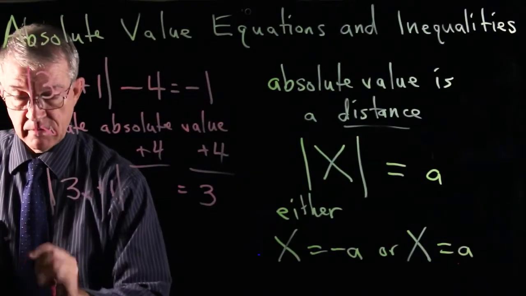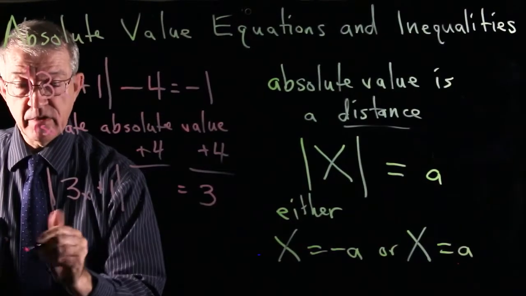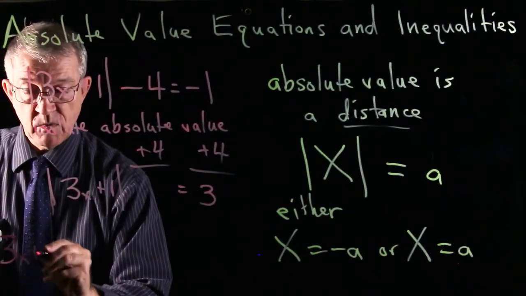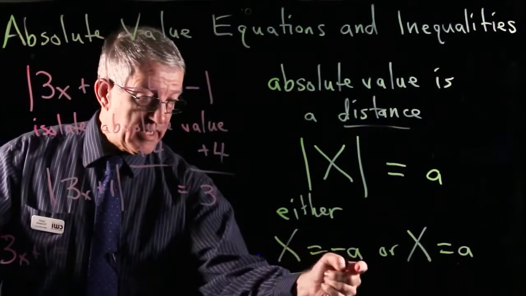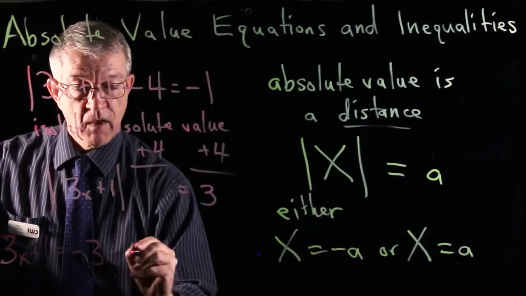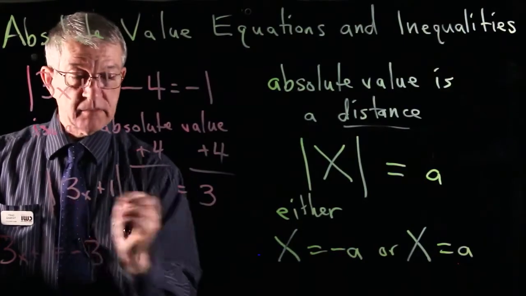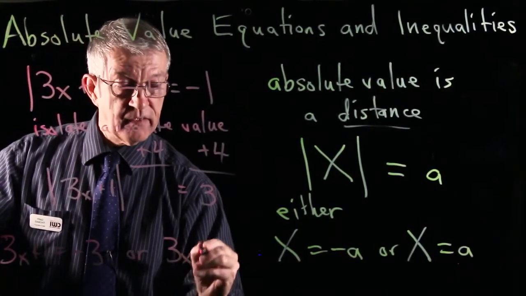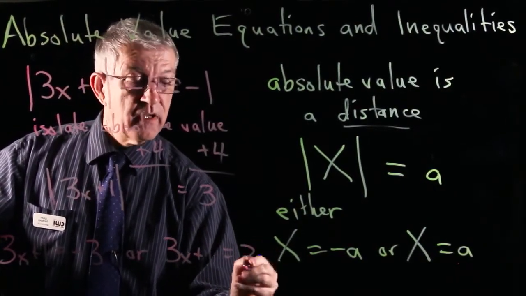So I write, without the absolute values, 3x plus 1 equals -3, or 3x plus 1, no absolute value, equals 3.